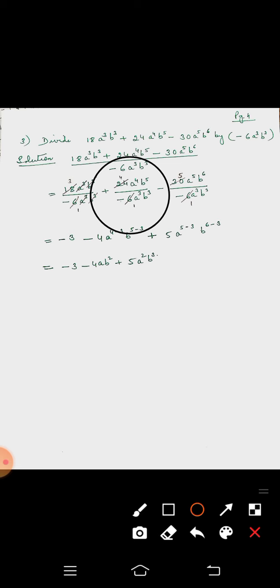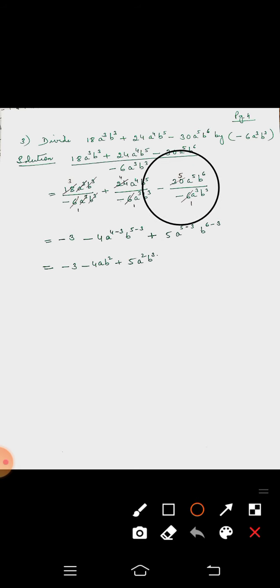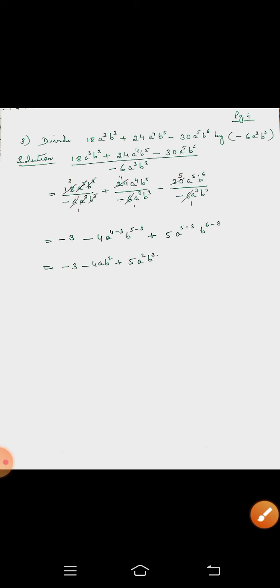Alright, and here you see in the second term you have 24a to the power 4 b to the power 5 by minus 6a cube b cube. The numbers first you cancel them. 24 by 6: 6 ones are 6, 6 fours are 24. And the variables remain as a to the power 4 b to the power 5 by a cube and b cube. And in the third term you have 30a to the power 5 b to the power 6 by minus 6a cube b cube. First you cancel the numbers. 6 ones are 6 and 6 fives are 30. Now the remaining numbers are written here.